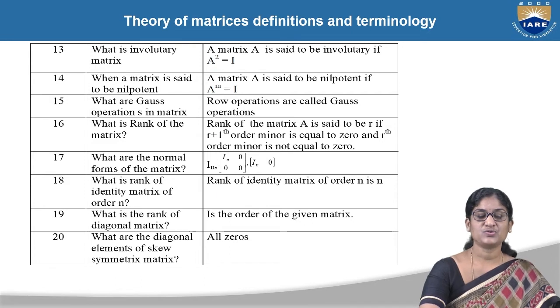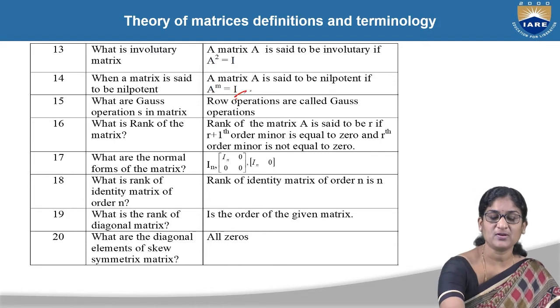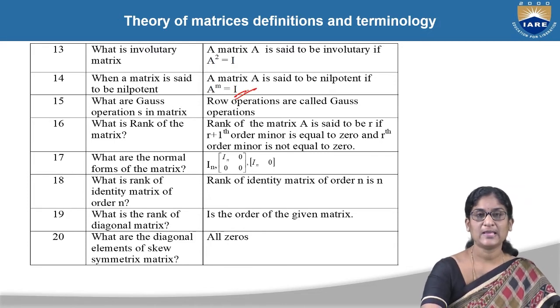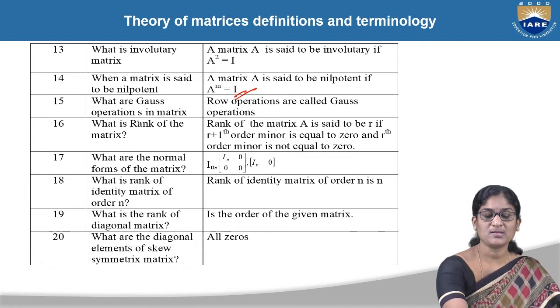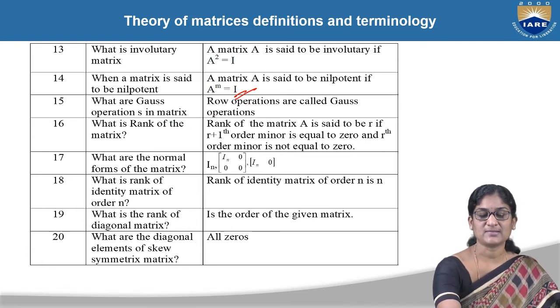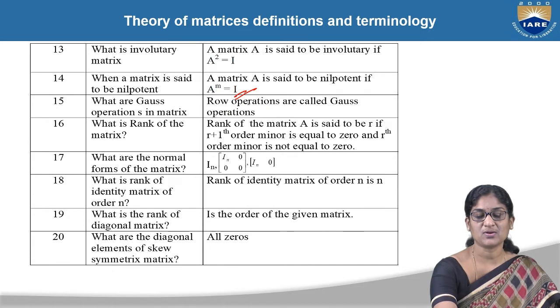When is a matrix said to be nilpotent? A matrix A is said to be nilpotent if A to the power of m is equal to 0. And what are the Gauss operations in matrices? Row operations are called Gauss operations in matrices.